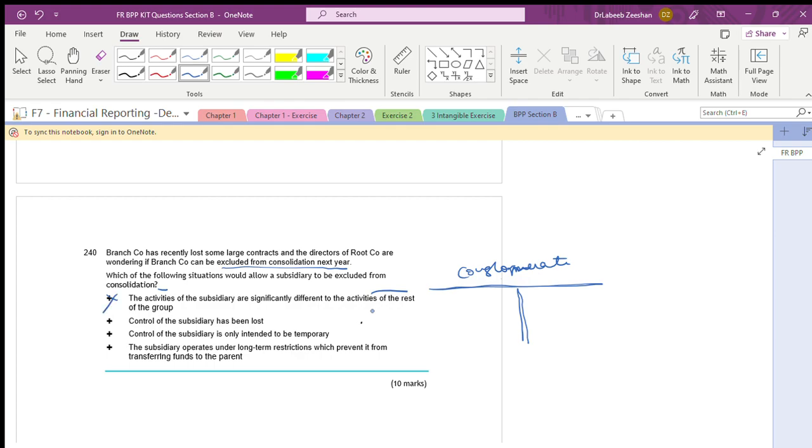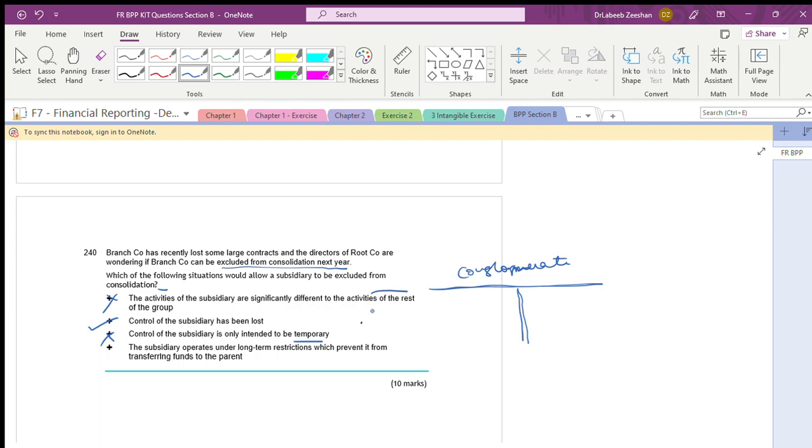Control of the subsidiary has been lost. That's very important. When you are losing the contract, your control will also be lost. You have to exclude it. Control of the subsidiary is only intended to be temporary. It's not. That's not temporary. Once you are losing the contract, it is permanent. It's not temporary that again you will come up.